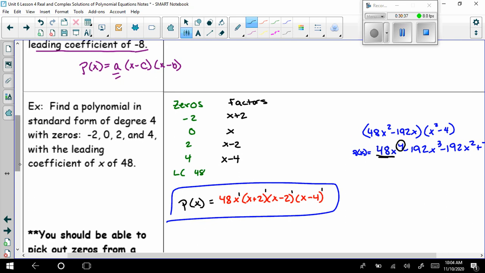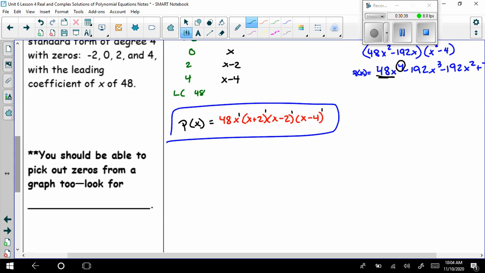All right. Also note, you should be able to pick out zeros from a graph. Look for your x-intercept. And your behavior. Is it crossing or just touching? So that you can think of your multiplicity.